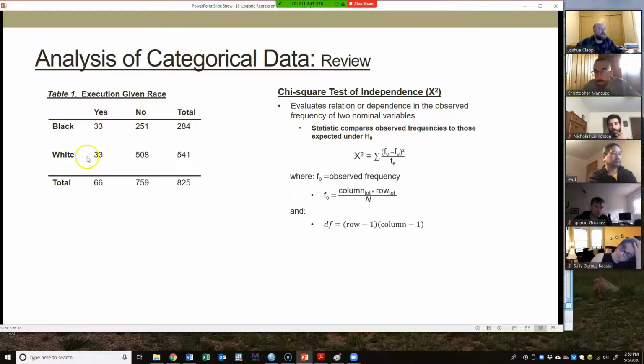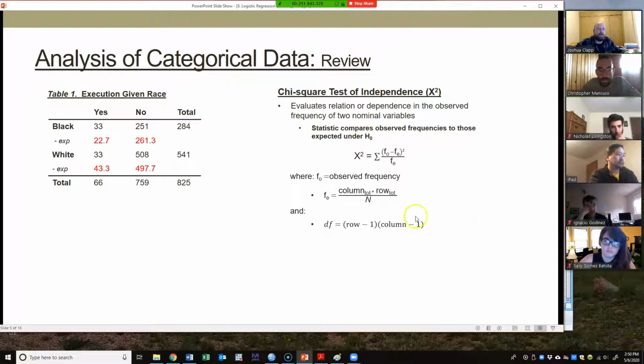So our chi-square statistic is equal to the sum of our observed frequency minus our expected frequency, and then we square that and we take that over our expected frequency. Within our chi-square analyses, FO is our observed frequency. This is just what we're observing. Our expected frequency is going to be our column total multiplied by our row total divided by the number of people in the design. And then our degrees of freedom are number of rows minus 1, times number of columns minus 1.